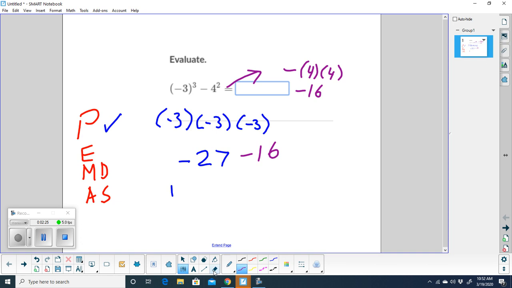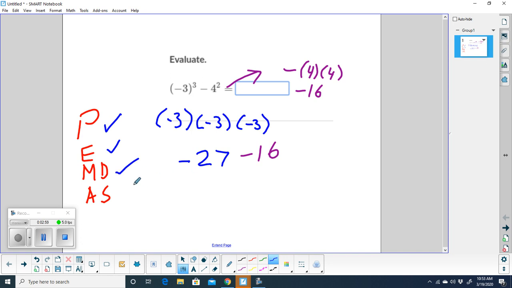Let me erase this stray mark that was here. So now we're at the point where -3 to the third power becomes -27, minus comes down, 4 squared is 4 times 4, so -16. Let's go back to blue. So we're basically done with the exponents. Now we're left with multiplication and division. We don't have any. We have no multiplication and division.